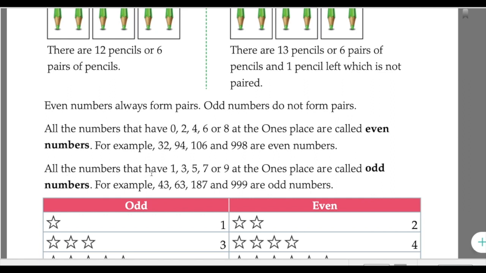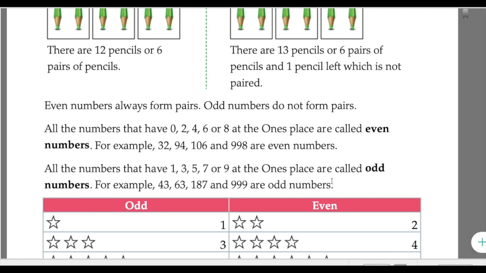All the numbers that have 1, 3, 5, 7 or 9 at the ones place are called odd numbers. For example, 43, in the ones place we have 3 which makes it an odd number. 63, in the ones place we have 3 which makes it an odd number. 187, here 7 is in the ones place which makes it an odd number. And 999, in the ones place we have 9 which makes it an odd number.